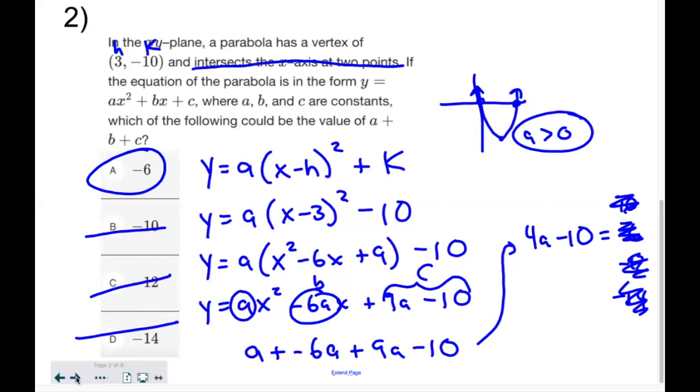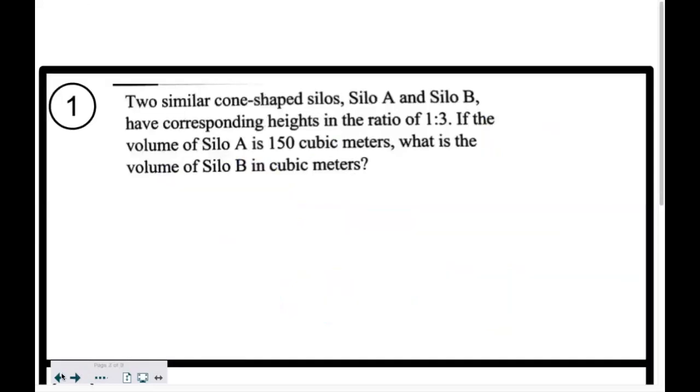Okay, so now on to our problems for the night. And these are all going to be related to different geometry concepts. One important geometry concept is the idea of scale factors. So here in number one, we've got two similar cone-shaped silos, A and B. They have corresponding heights in ratio 1 to 3. I would say that is our scale factor. I'm going to call our scale factor K. So this means K equals 3.